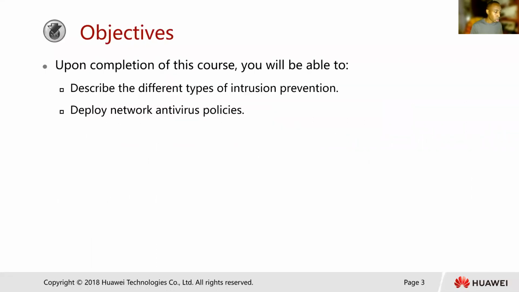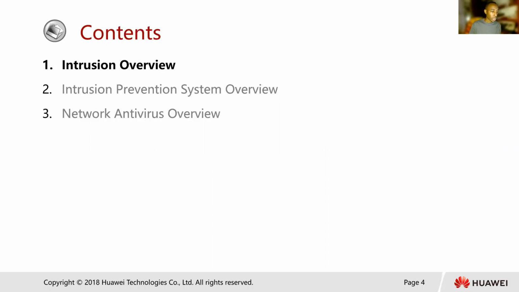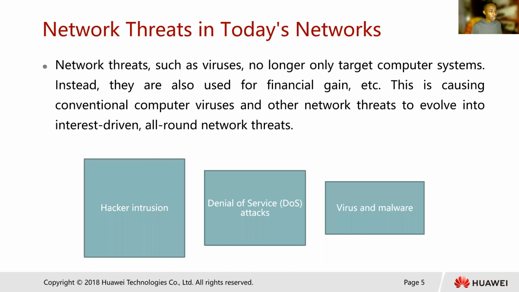So let's go on. We're going to be looking at the different types of intrusion prevention, and also we look at network antivirus policies, right? So when looking at these, let's look at this very fast. What are really some of the threats in some of the networks today?